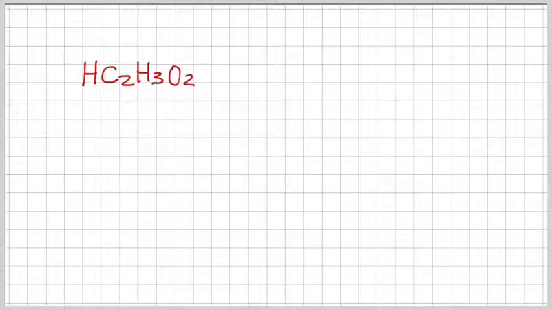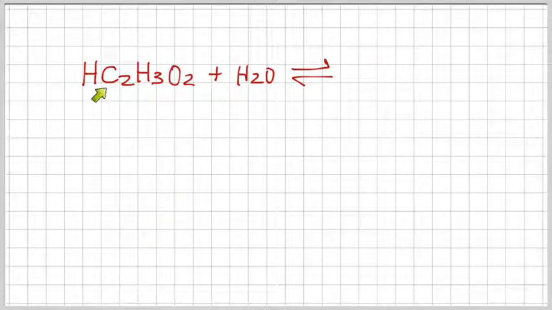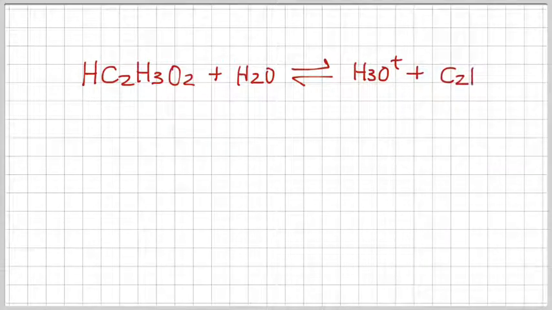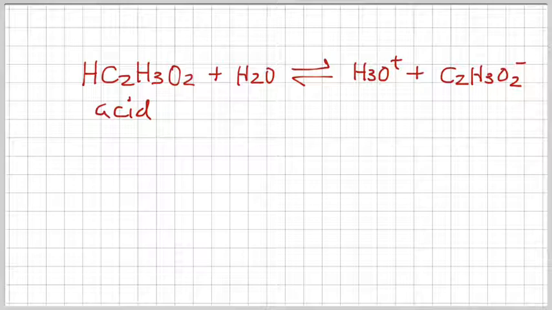So let's think about acetic acid, right? HC2H3O2. When we put that into water, it will donate the proton, because this is an acid. It'll donate the proton to water, and so we'll get H3O plus, and then the conjugate base is the C2H3O2 minus. So this is our acid, and this is the conjugate base.